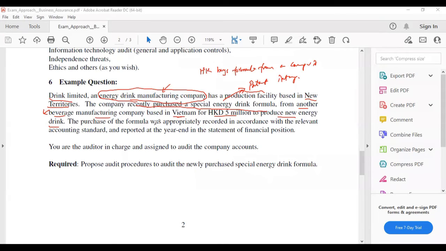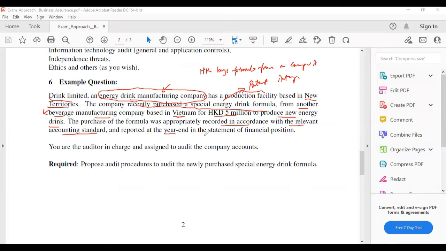The purchase of the formula was appropriately recorded in accordance with the relevant accounting standard, right? So the question tells you, fine, the company actually recorded the purchase of this intangible asset appropriately, following the accounting standard. That's okay. You don't need to investigate that. The question actually states that. So you are not going to write audit procedures on checking whether the company is following the standard. You might run some audit procedures behind that. Of course, it's important, but you probably won't get into detail.